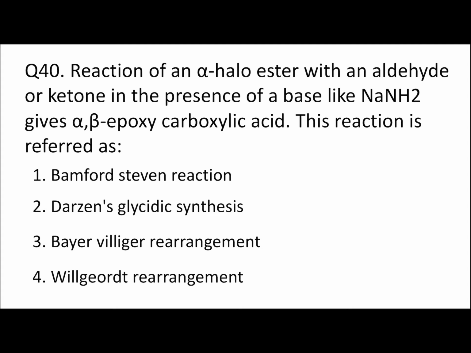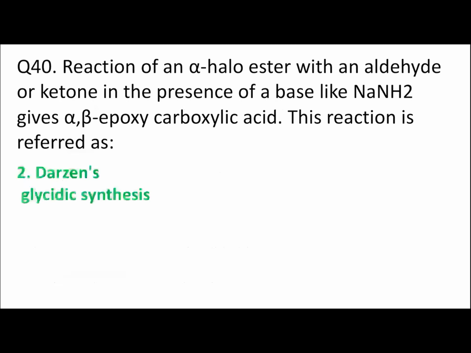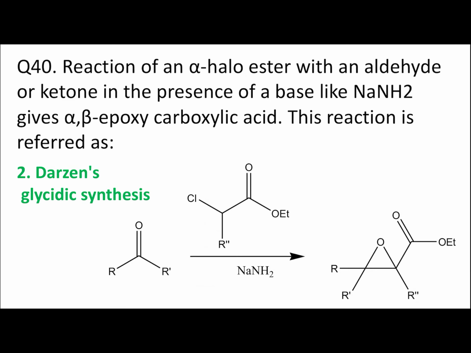Here let's see again the question. Alpha halo ester, ester containing halogen at alpha position, is going to react with aldehyde or ketone in the presence of base like sodium amide or something like that, will give the compound alpha beta epoxy carboxylic acid. Now let's see the right answer. The right answer is Darzens glycidic synthesis. Yes, and let's see how.